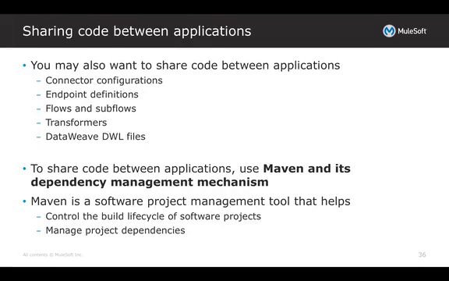Sharing code between applications. If you want to share code between apps, like connector configs, endpoint definitions, flows and subflows, transformers, or DataWeave files, you can share code between applications by using Maven and its dependency management mechanism. Maven is something we cover in our advanced class, but for those of you with a little bit more of a Maven background, it is possible to take Mule configurations and package them in jars, which you can then reuse throughout projects. If you've never heard of Maven, you can do a quick Google search.